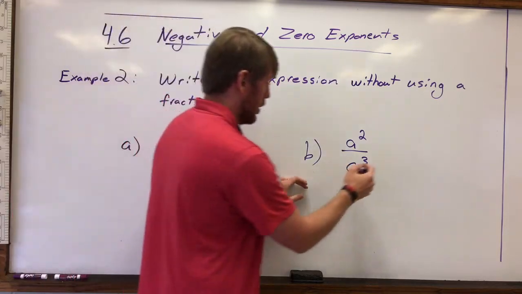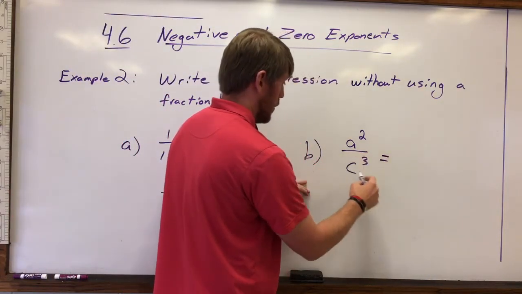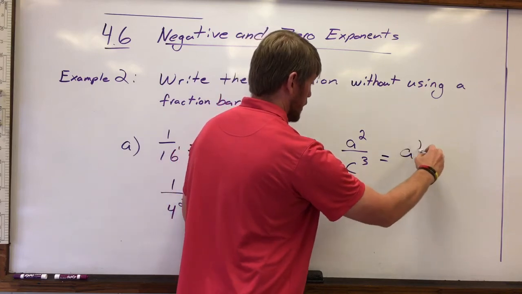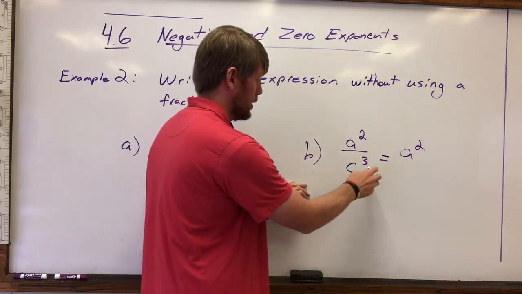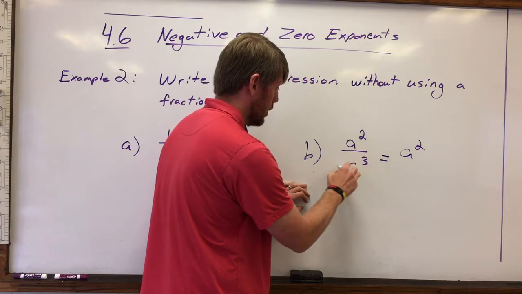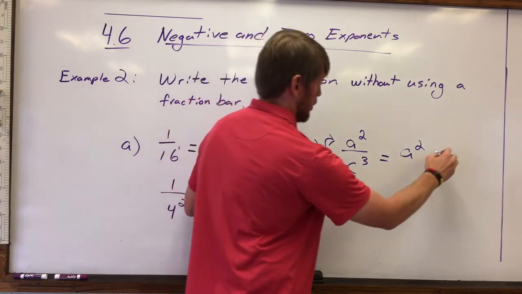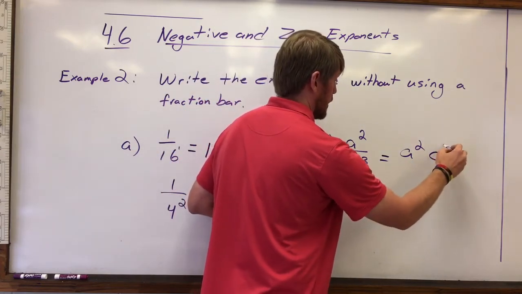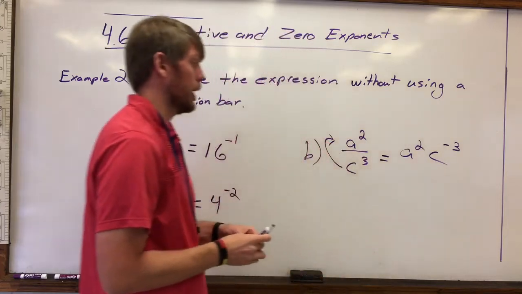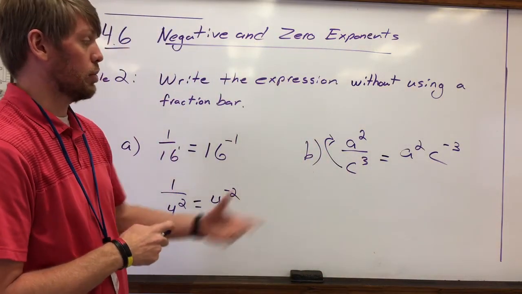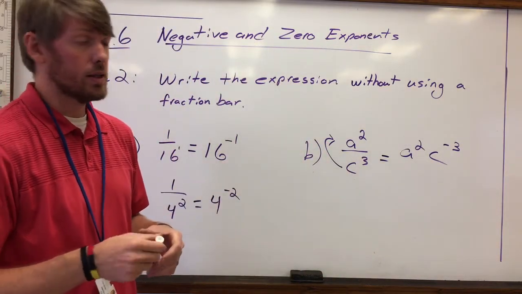So I will take this part and just say a squared gets to remain in the numerator. C to the third, I'm going to move it upstairs. Okay, but to do that, I have to change the exponent to its opposite. So now it would be c to the negative 3. So my answer is a squared c to the negative 3 power.